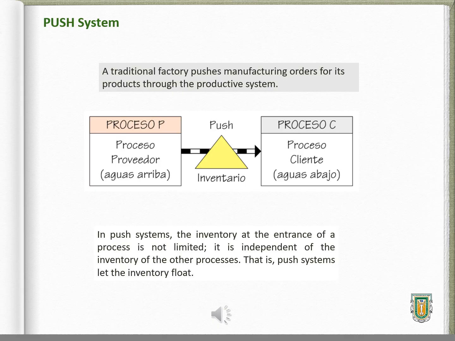In a push system, a traditional factory pushes manufacturing orders for its products through the productive system. Typically, in push systems, the inventory at the entrance of a process is not limited, it is independent of the inventory of the rest of the processes. That is, push systems allow inventory to float.